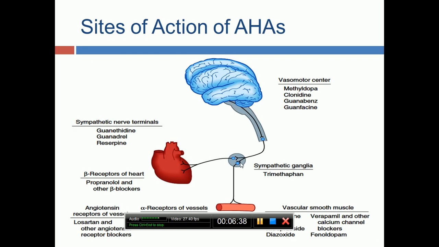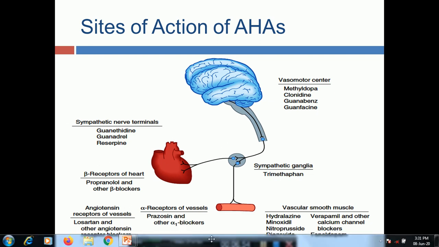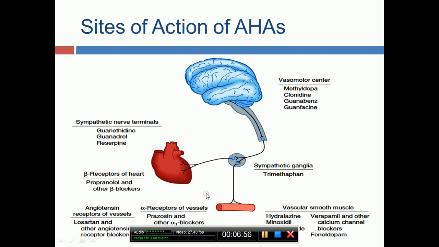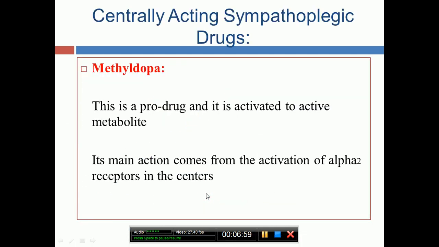These are different sites where these drugs act. These are the vasomotor center, centrally acting, and the sympathetic ganglion like trimethaphan. Then we have beta receptors on the heart. Then we have angiotensin receptors on the kidney, and many others. We will see the individual drugs and their pharmacology.